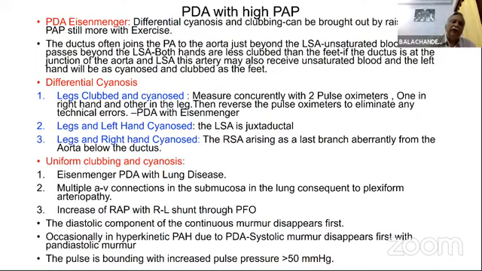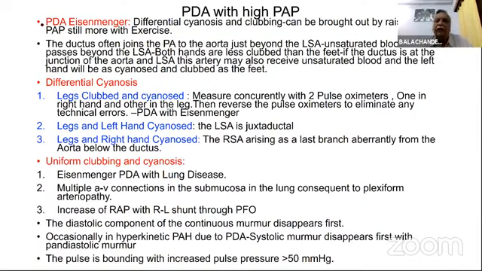The important thing here is, if you're allowed to use a pulse oximeter, measure with two pulse oximeters, one in the right hand and the other in the leg. Then reverse the pulse oximeters to eliminate technical errors. This is a simple technique, because sometimes the pulse oximeters will show something different. So by reversing them, the technical error is abolished.